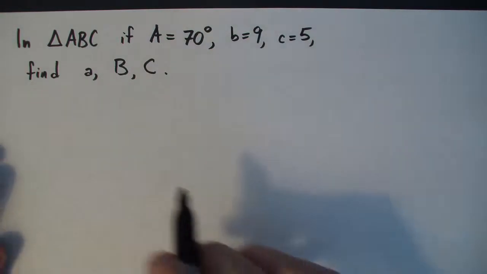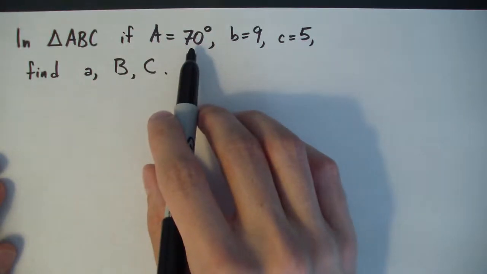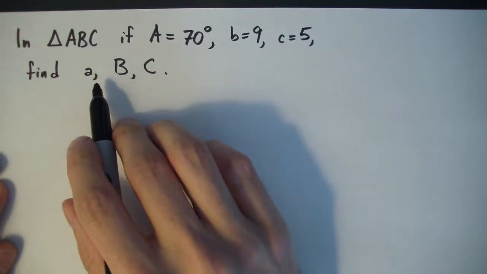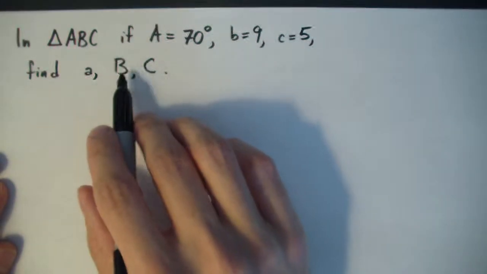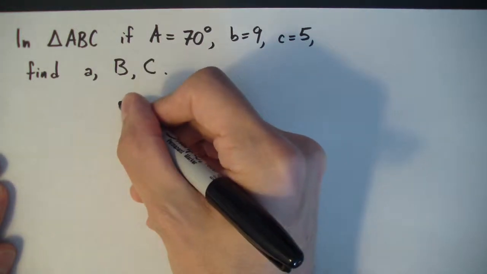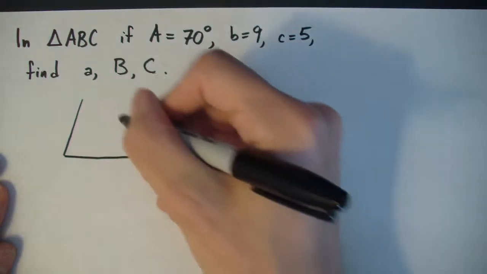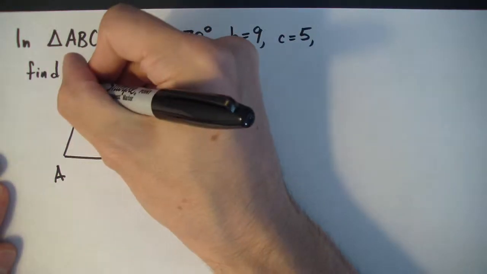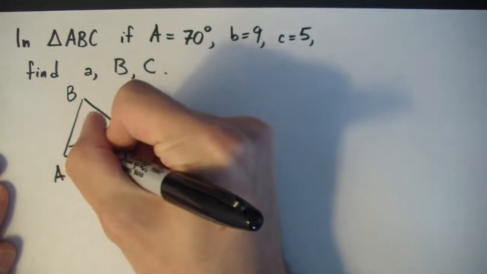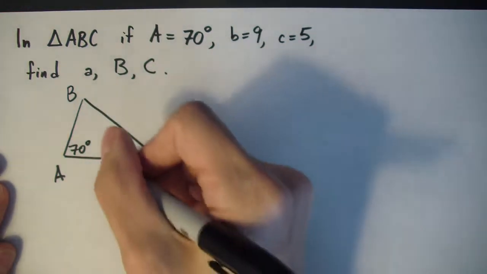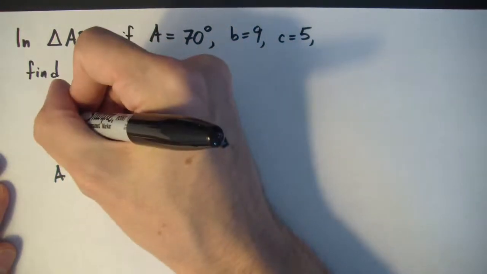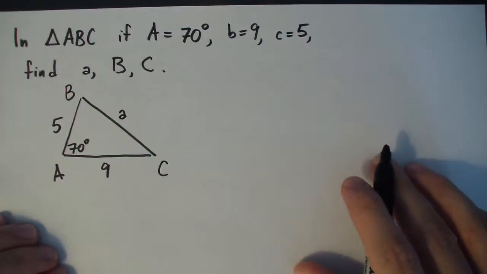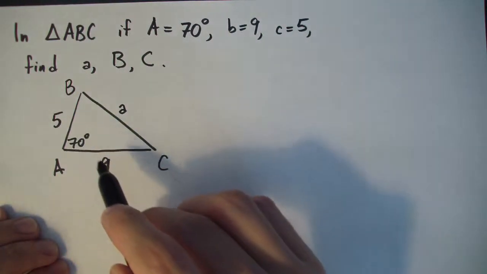So now we have a triangle ABC where we're told that angle A is 70 degrees, side B is 9, and side C is 5. We're asked to find the other side, A, and the angles B and C. So let's draw our figure and see what we got. So here's A, B, and C. And we have 70 degrees is A, side B is 9, side C is 5, and we're asked to find A, and angle B, and angle C. Alright, so again we have side, angle, side.